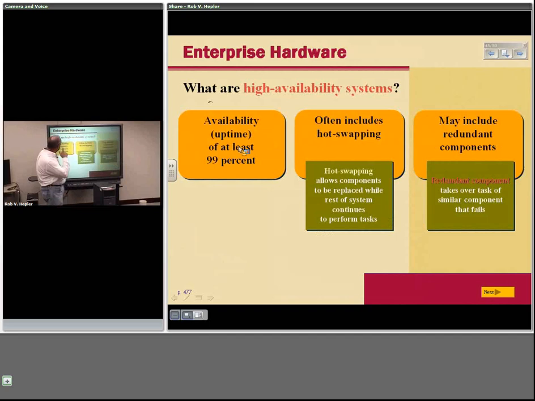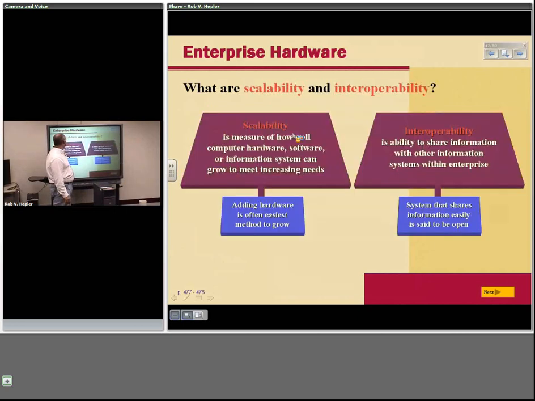I've already talked about this, high availability, redundant systems. Scalability is the term for designing systems that allow you down the road to make them bigger as you need to without redesigning the whole system. So it's a skill you have in systems analysis. When you design systems, you make them so they're scalable because you don't know what the future is going to bring.